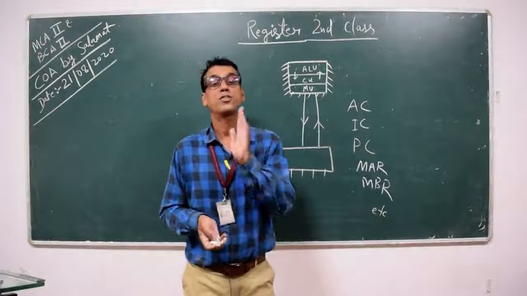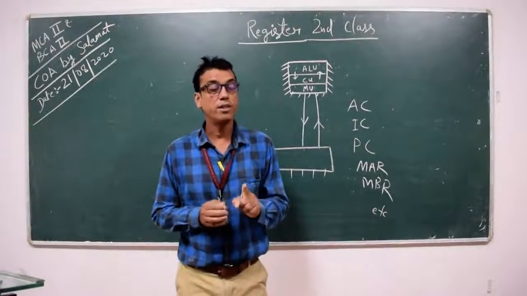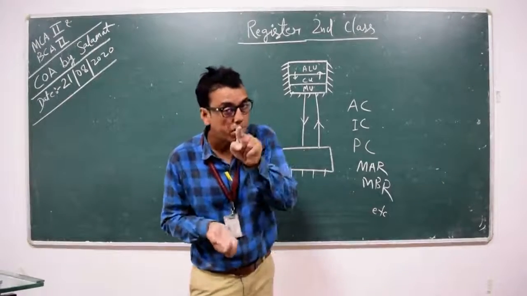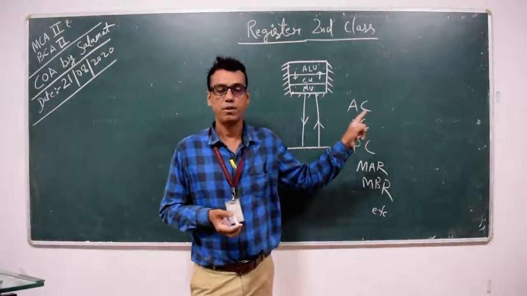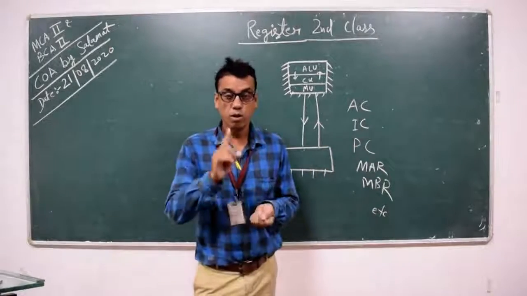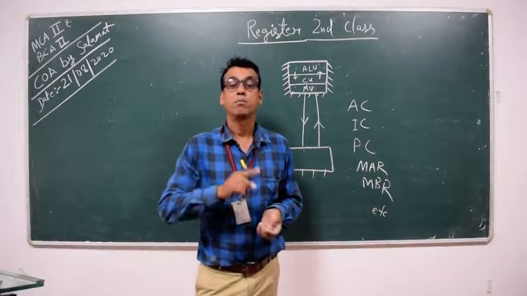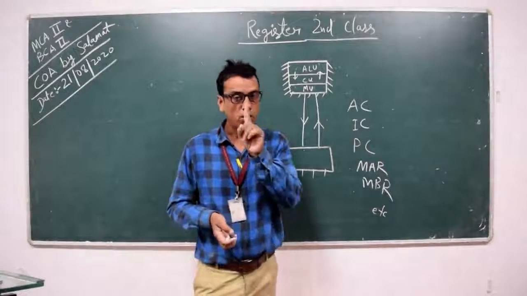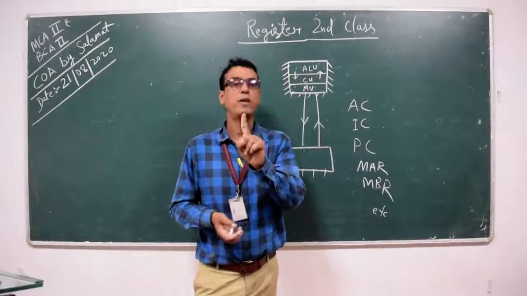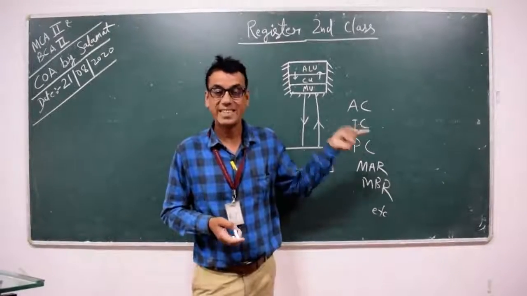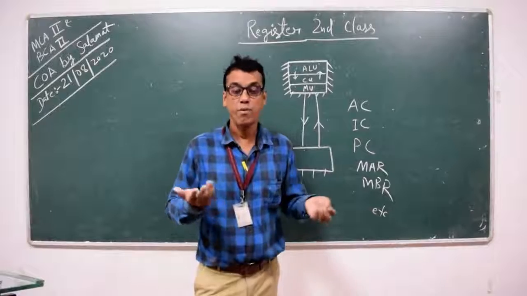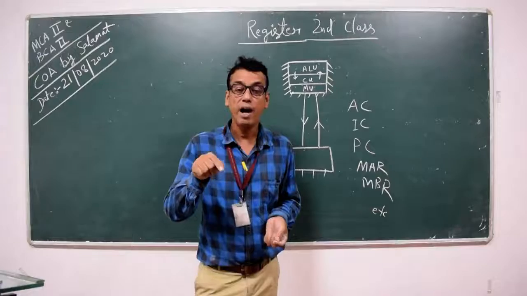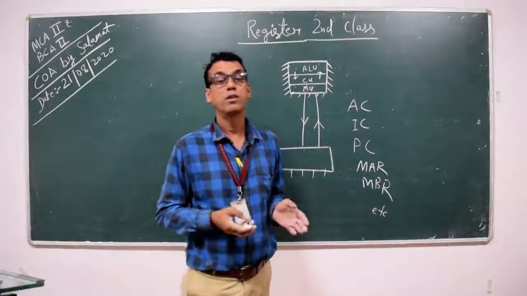Second, IR. IR stands for instruction register. The instruction register holds the address of the current instruction being processed inside the microprocessor. I repeat, the microprocessor processes only one instruction at a time, and that instruction which is being processed inside the microprocessor, its address is stored in IR. IR stands for instruction register.